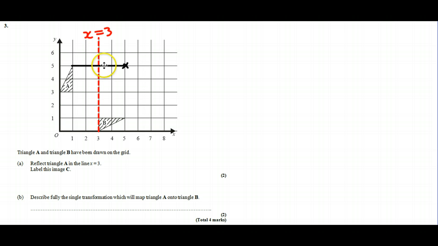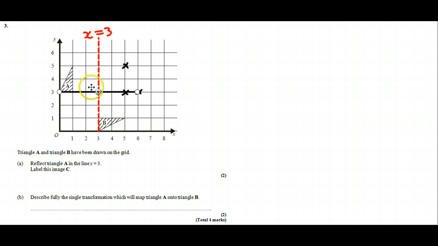If I do this same thing and plot a line from this point, which goes 2 squares across to get to the line of reflection, and then I go 2 more, I've got my second point. And then finally the last one I need to find, this point here. Now I need to go 3 squares across in order to get to the line of reflection, so I go 3 more the other side, and that gives me my final corner, which is here.